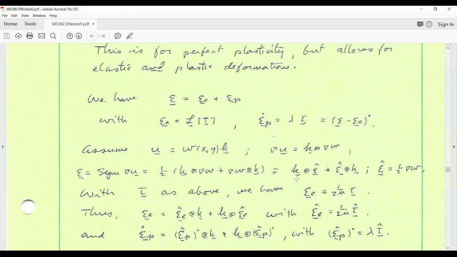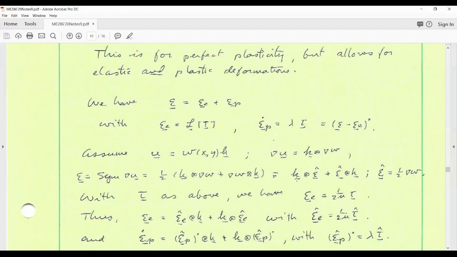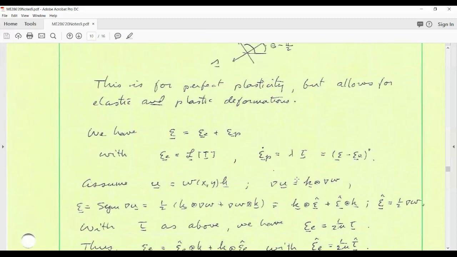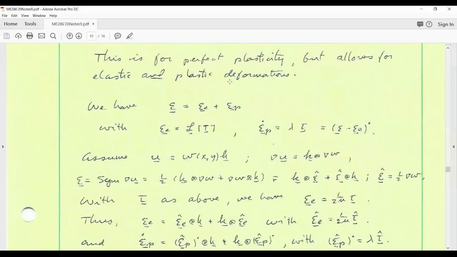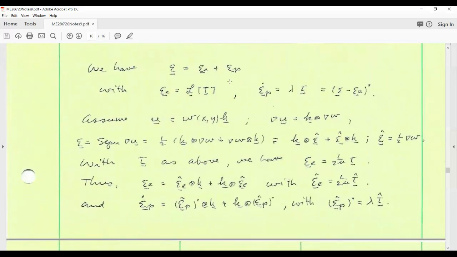So just as we decomposed the deviatoric stress before in this form as some two-dimensional vector tensor product k and the transpose plus the transpose of that, we can do the same for the strain field under this assumption of anti-plane displacement. The strain field can be decomposed as k tensor product epsilon hat plus epsilon hat tensor product k, where epsilon hat is a vector, which is just half the gradient of the anti-plane displacement.